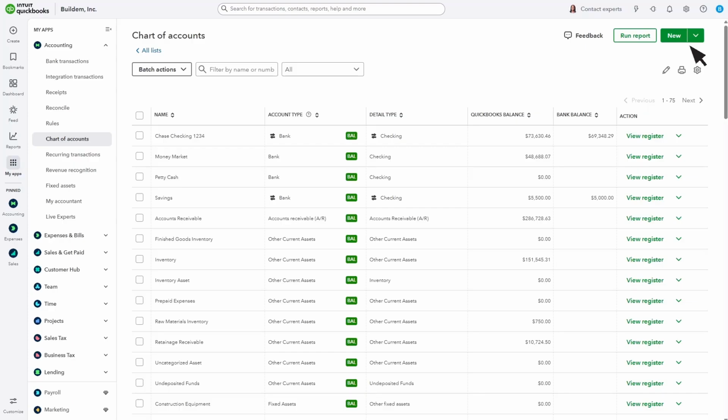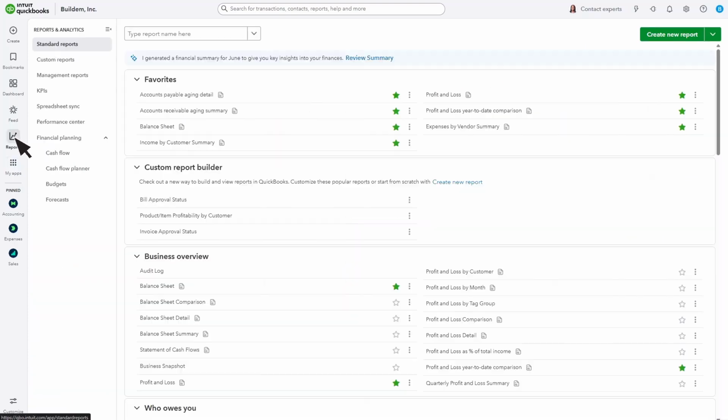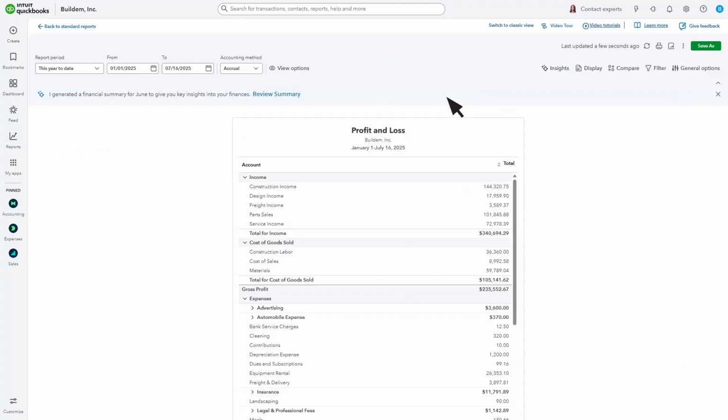Now let's look at a report. Select Reports. As you categorize transactions, QuickBooks builds your financial statements behind the scenes. These are powerful tools that let you and your accountant know how your business is doing. Let's take a look at the profit and loss statement. The profit and loss shows all your income, costs of goods sold, and expenses for a specific period of time. These are the same accounts you see in your chart of accounts.